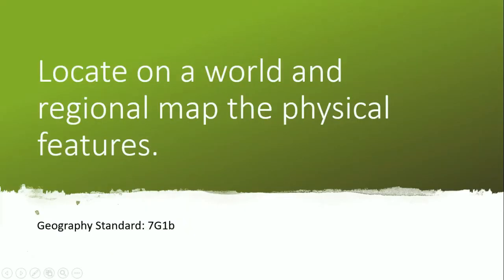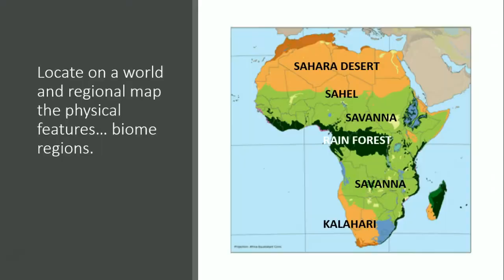The first geography standard reads, locate on a world and regional map the Sahara, Sahel, Savannah, tropical rainforest, Congo River, Niger River, Nile River, Lake Victoria, Great Rift Valley, Mount Kilimanjaro, Atlas Mountains, and Kalahari Desert. Africa has 4 biome regions.